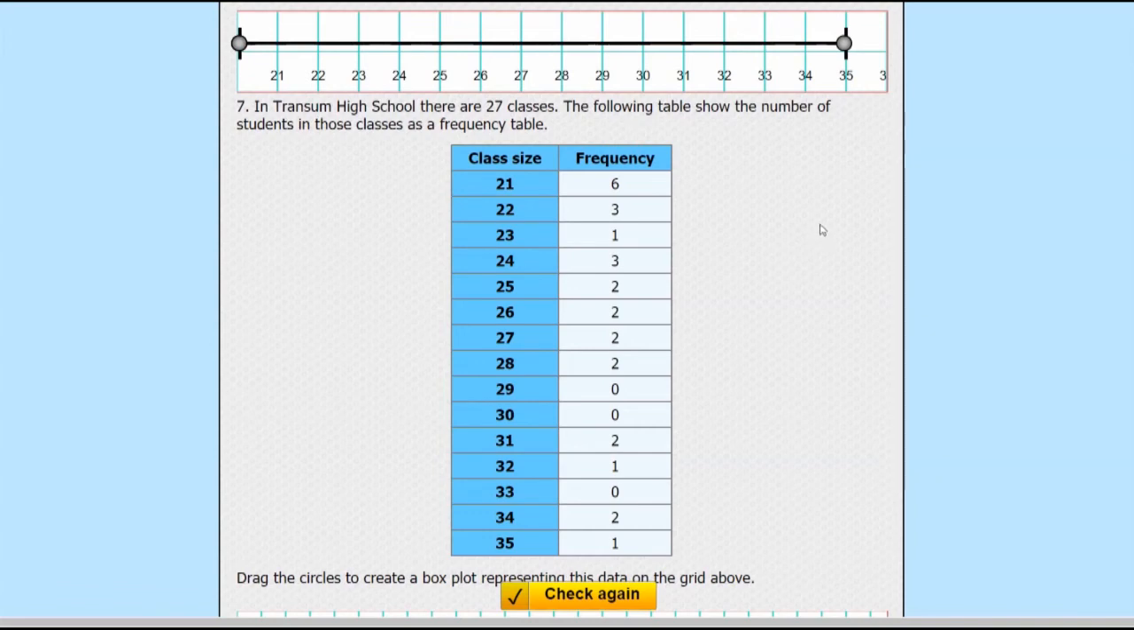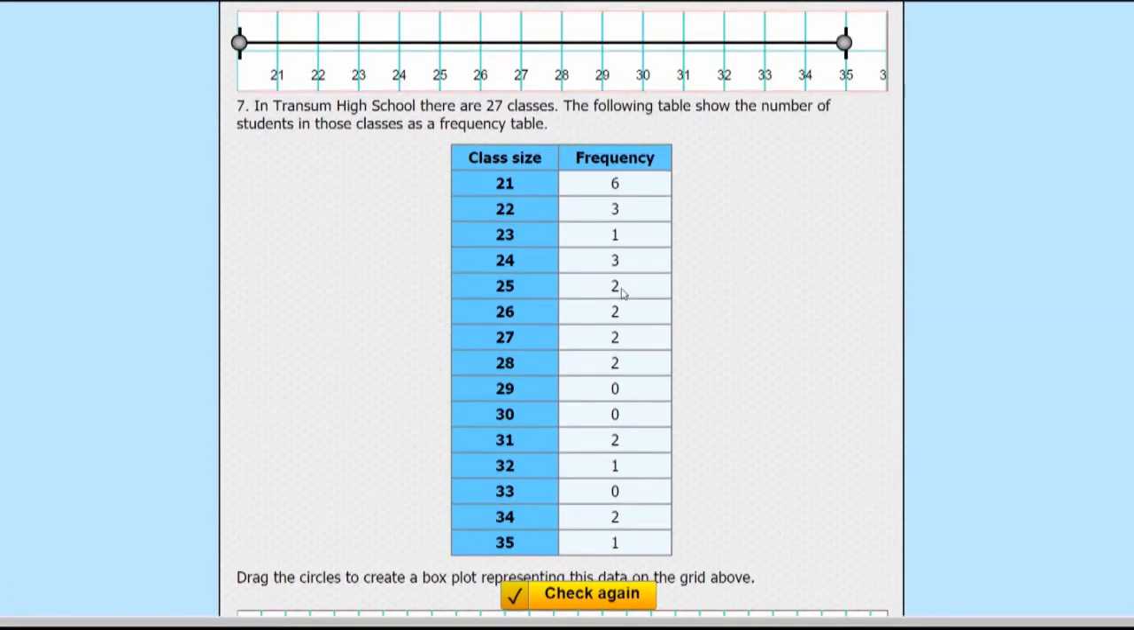Then we need to find the median next. Well, there are 27 classes. So the median is going to be 27 plus 1 is 28, divided by 2 is 14. It's going to be the 14th. So in the first category, there are 6 classes. Then there are 3 in the second category. That makes 9 altogether in those 2 categories. 1 more there makes 10. And then 3 more makes 13. So it's when we get into this area that we get to the median.